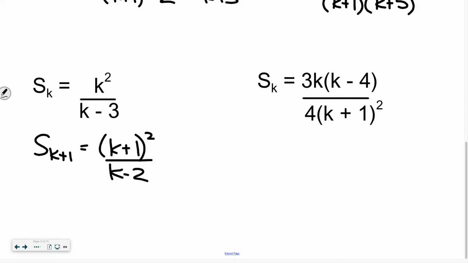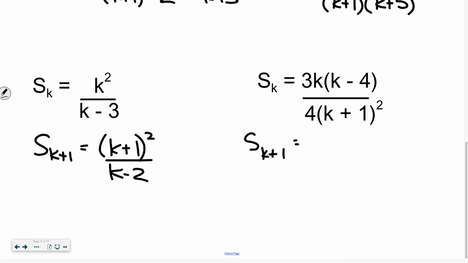I don't do k plus 1 times k plus 1 in the numerator. You could. It's k squared plus 2k plus 1. But like I said, if I get to a trinomial in my numerator, I'll just factor it, and it should be k plus 1 quantity squared. Okay. S sub k plus 1 for this last one.